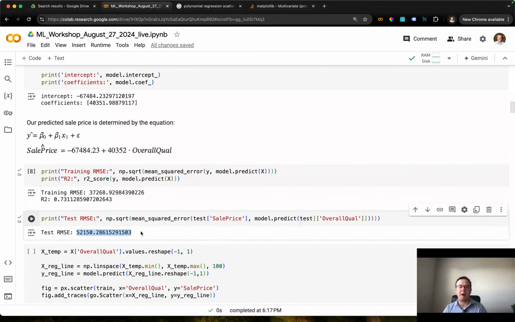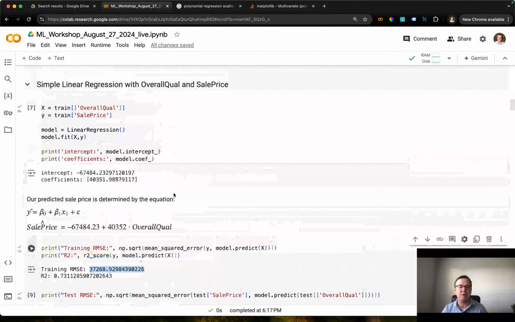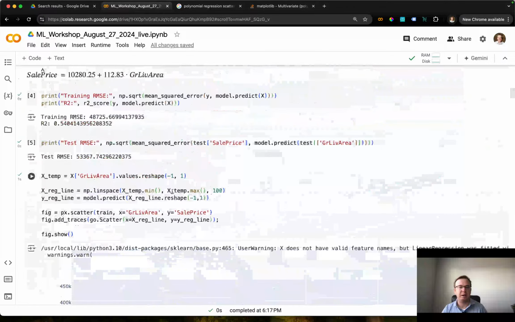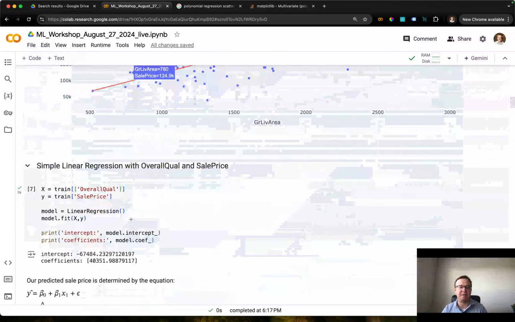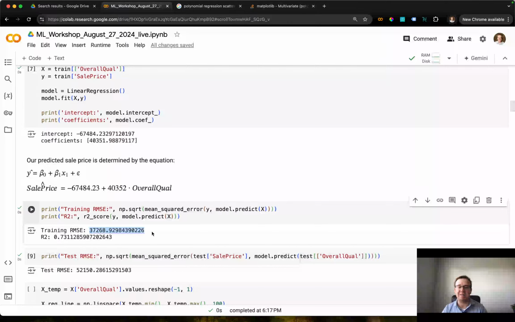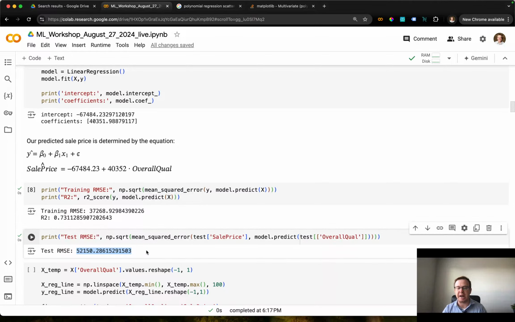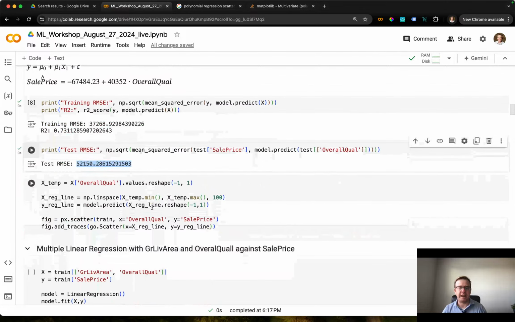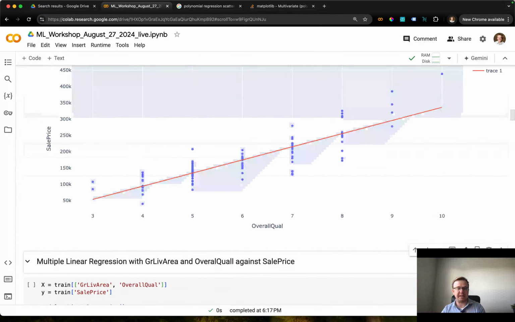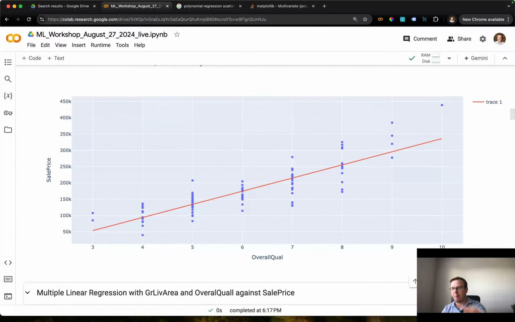And our root mean squared error on the test is not as good, right? Our training root mean squared error has gone down from 48,000 to 37,000. It's a drop of $10,000, $11,000 per home. It's a big drop. But the test root mean squared error has only gone down by 2,000, right? So that gap is widening. Here is the scatter plot for overall quality, and we'll talk more about this scatter plot in a minute.